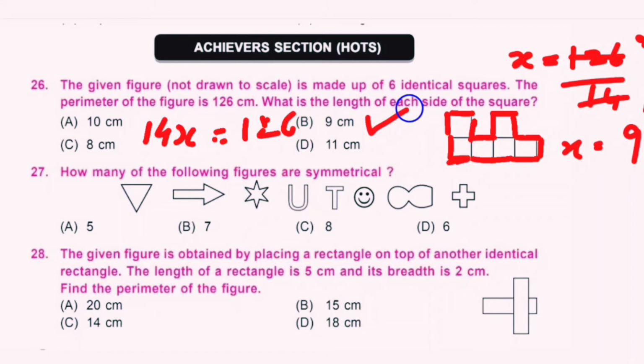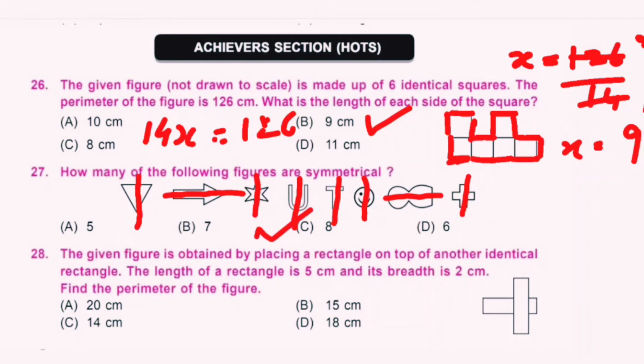Question number 27. How many of the following figures are symmetrical? Symmetrical means if we make two parts of the figure, the part should be exactly similar. Here this line of symmetry. So here all figure having line of symmetry. So C is correct answer.